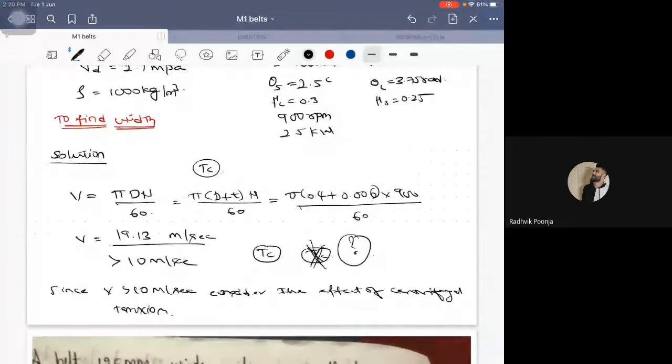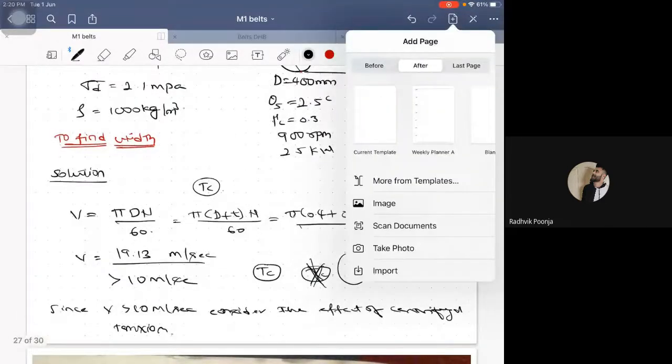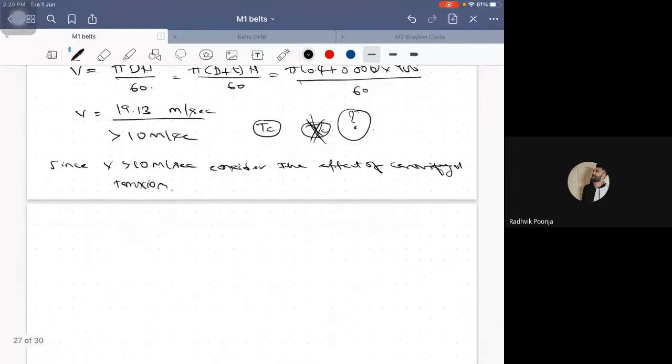Now, considering centrifugal tension, one decision we have made is that you have to consider the centrifugal tension. That means we have to use that particular formula which states T = (b t v / 1000) into (sigma d minus rho v squared / (10 to the power of 6 into g)) into (e to the power of mu theta minus 1) divided by e to the power of mu theta. So that particular formula, you have to use. That is cleared now.